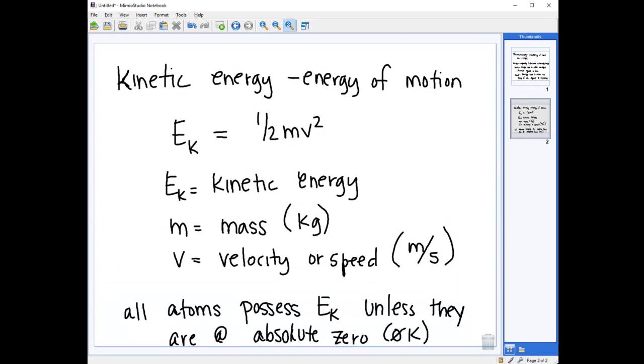Okay, so if you have one or two kinetic energy problems that you have to work on your assessment, as long as you put the units in there, then that's okay.